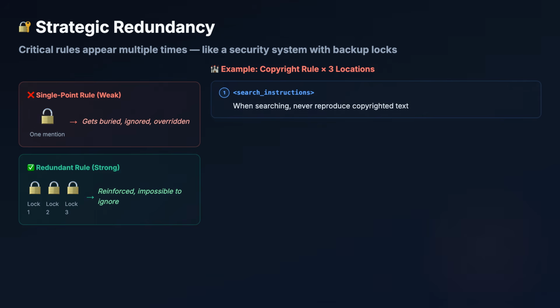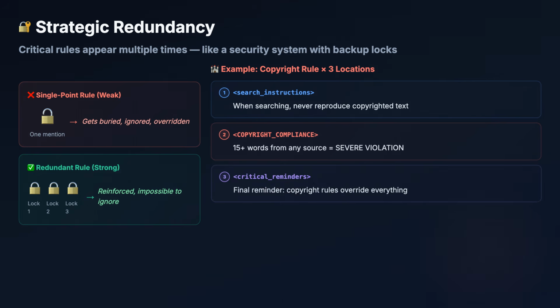First, in the search instructions section, where it says when searching, never reproduce copyrighted text. Second, in a dedicated critical copyright compliance section, where it says 15 plus words from any source equals a severe violation. And third, in the critical reminders at the very end, as a final reminder that copyright rules override everything else. Same rule, 3 different locations, 3 different framings. The result? It sticks. It becomes impossible for the model to ignore or rationalize around.